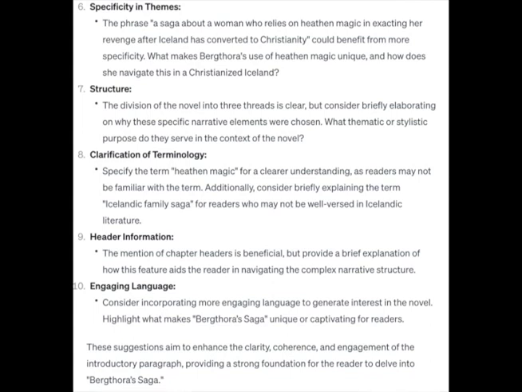Header information. The mention of chapter headers is beneficial, but provide a brief explanation of how this feature aids the reader in navigating the complex narrative structure. Yeah, I mean, I could have talked about the fact that it's these multiple narrators at different times. So that's why it's really helpful to look at the headers so that the reader knows where we are in terms of the story, and who's talking and why that's important.